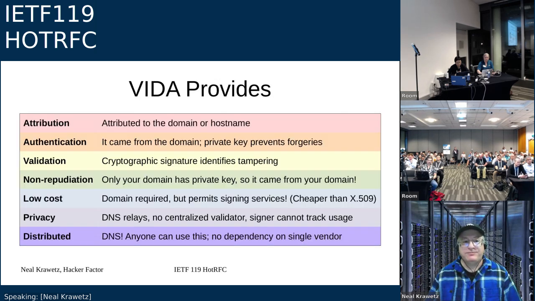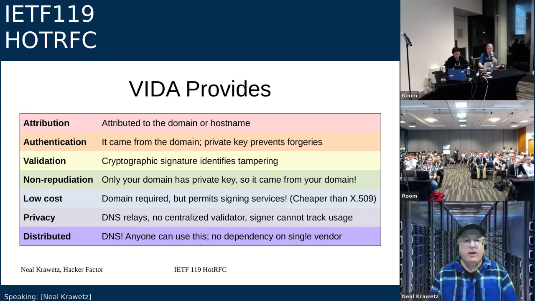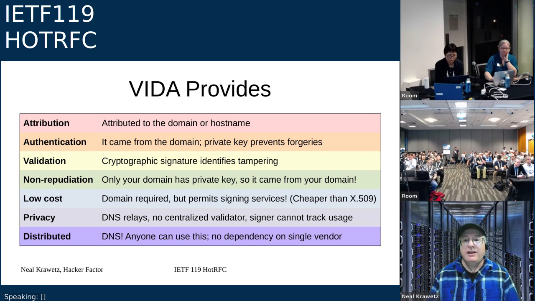Because Vita is linked to the DNS record, it links attribution to a host name. Authentication, validation, and non-repudiation come from the use of public-private key pairs. In addition, DNS provides a distributed environment and privacy through indirection. There's no dependency on a single vendor, and the signer cannot track usage.